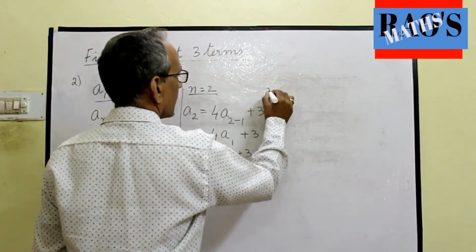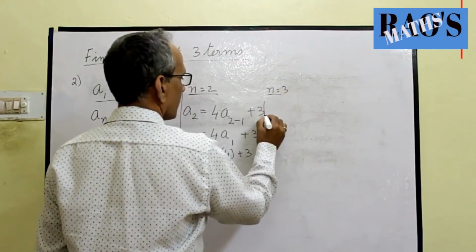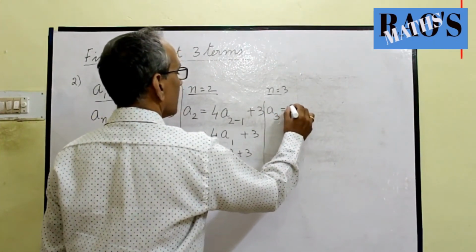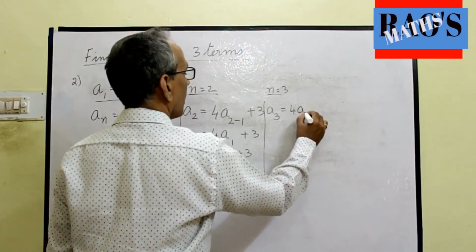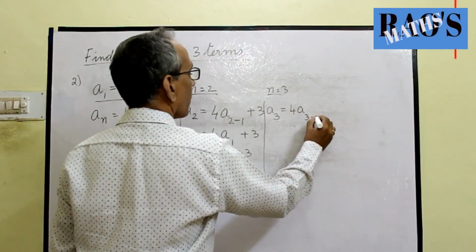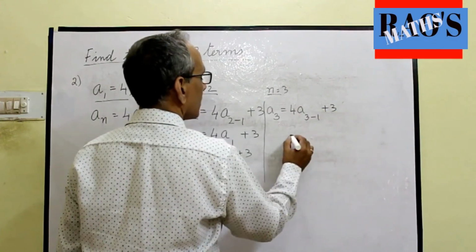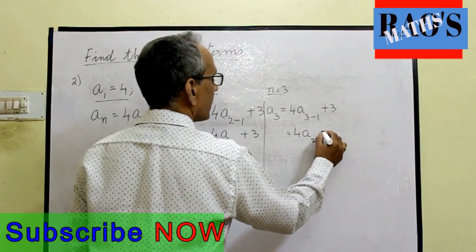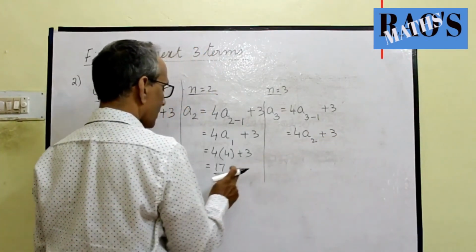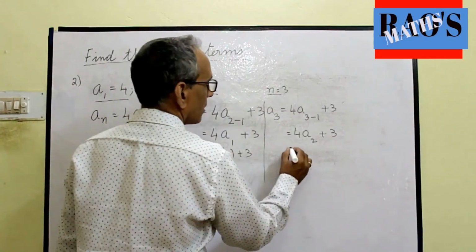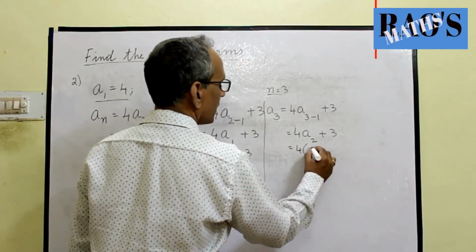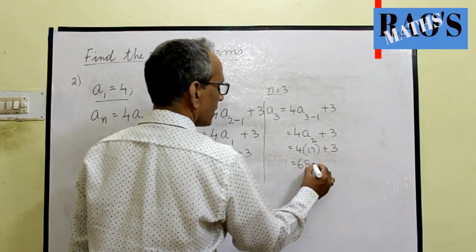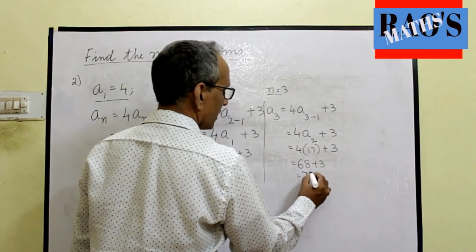And for the next term, if I take the n value as 3, my third term is 4 times the (3 minus 1)th term plus 3. Of course, this is 4 times the second term plus 3. Already I got the second term, that is 17. That is 4 of 17 plus 3, that is 68 plus 3, 71.